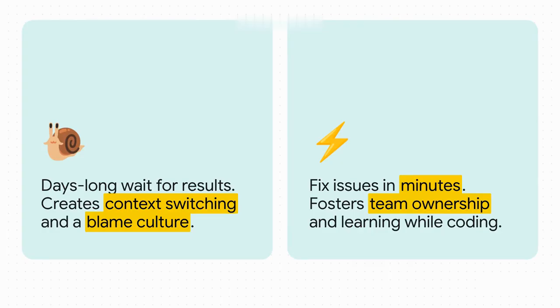The old way, you'd find out about a security bug days later. You'd have to stop everything, switch your brain back to code you wrote last week. It's just painful. It creates a blame culture. But with this integrated, fast feedback, the developer finds out in minutes. They can fix it right then and there while it's all fresh in their mind. Security stops being a blocker and starts being a partner.